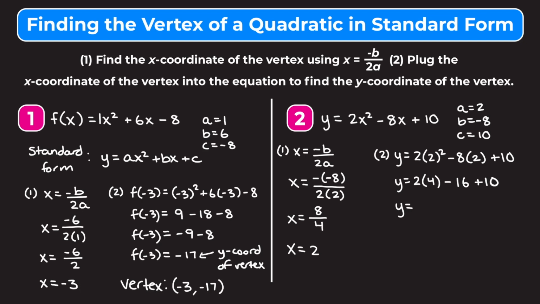2 times 4 is 8. So 8 minus 16 plus 10. And now we just want to combine these. So 8 minus 16 is negative 8. So we have negative 8 plus 10. And negative 8 plus 10 is 2.